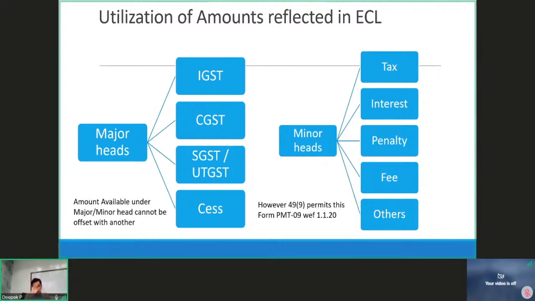A question which can come is: you have a cash balance in IGST and you have a liability in CGST. What will you do? Can you offset? Yes, through PMT09, this option is possible that balance from one major head is transferred to another major head, and then the tax liability is offset. Okay.